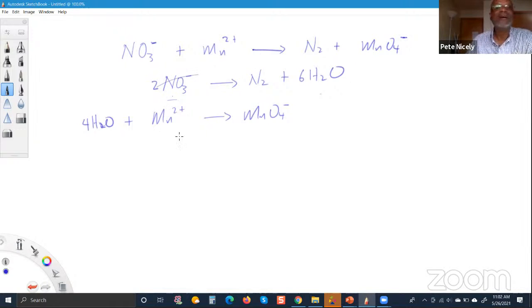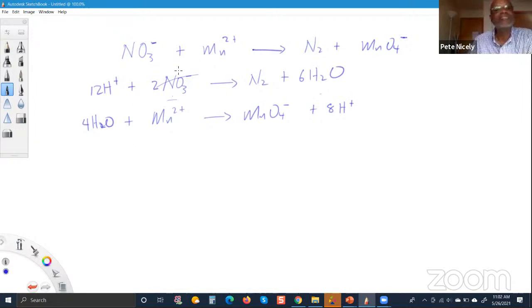Oh, I'm sorry. We need to balance the hydrogens. So to balance the hydrogens, we add H+ here. We add 12 hydrogen ions here. And for the second half equation, we add 8 hydrogen ions here to balance the hydrogens. Then we balance the charges.